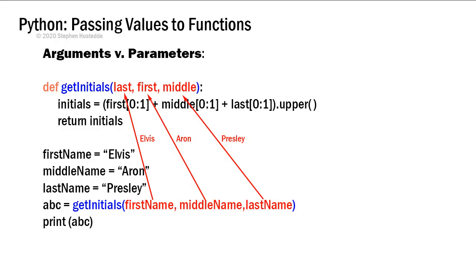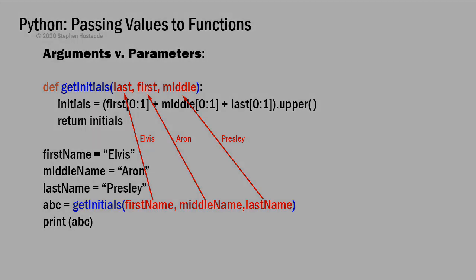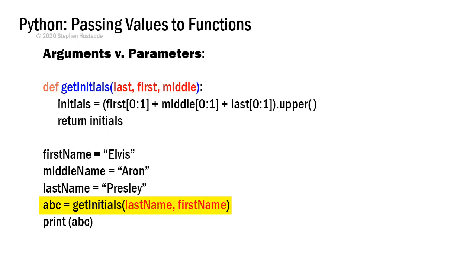But if I change the order and I pass getInitials first name, comma, middle name, last name, well, Elvis will go into the value of last, Aaron will go into the value of first, and Presley would go into the value of middle. And the result would be that I would get APE as the initials rather than EAP. So the order is critical, the type is critical, and the number is critical. They have to match. So as another example, if I tried to pass last name and first name to getInitials, I would end up with an error because getInitials, the function, is expecting 3 arguments to be passed into the 3 parameters. And here I'm only doing 2.